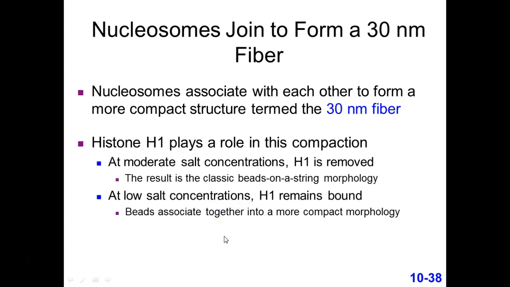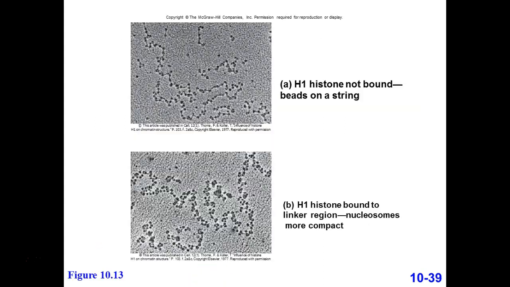And so the beads no longer look like beads on a string, right? They're associated together in a more complex morphology. The picture says it all. In this picture, see how they're little dots on a string? That's like the beads on the string. This is without histone 1, so you just see the nucleosomes, these beads on a string. Here, histone 1 is still present. Do you see how it's much more compacted?